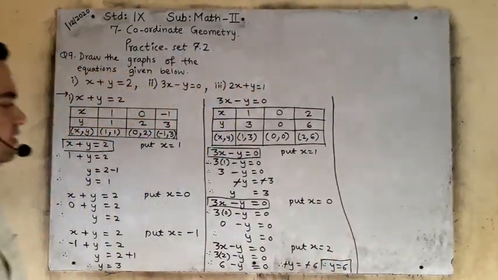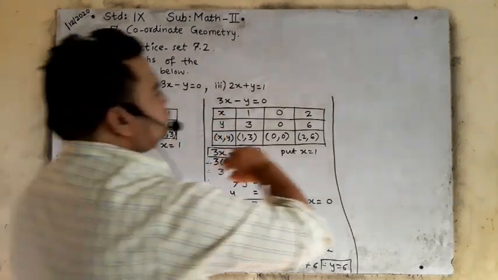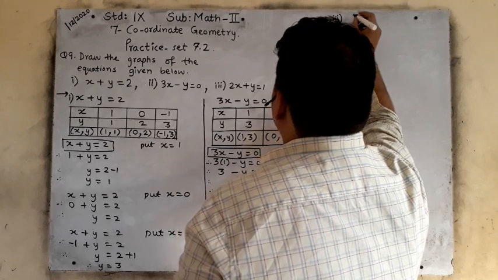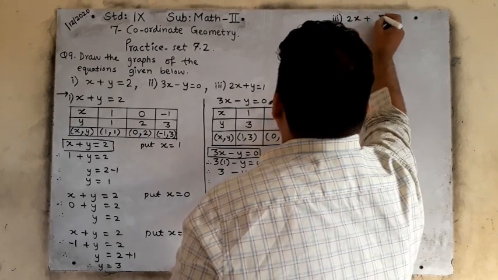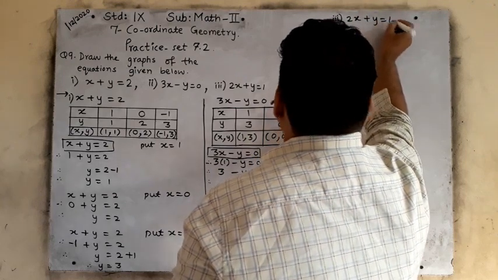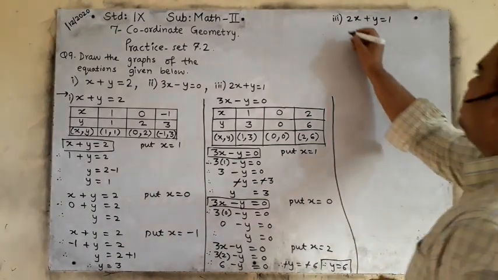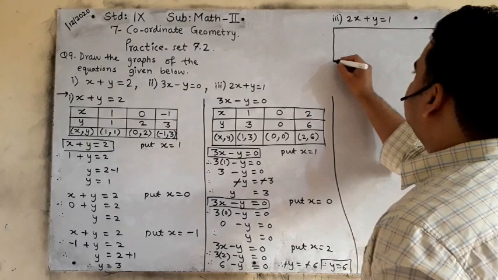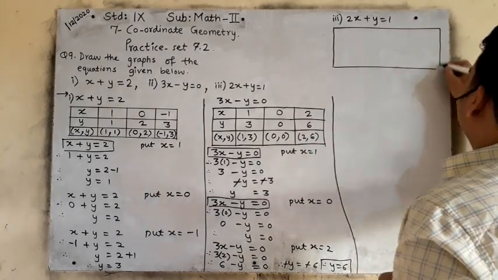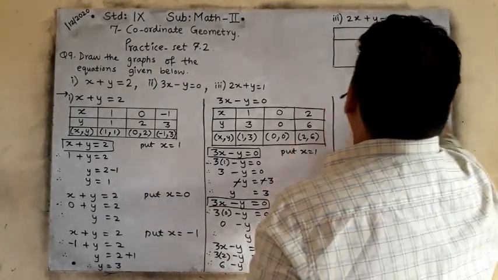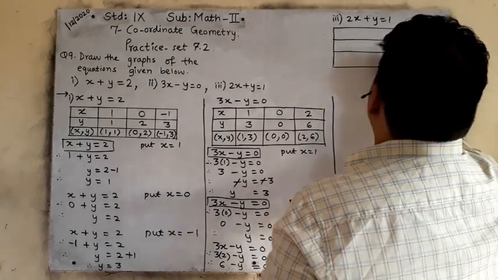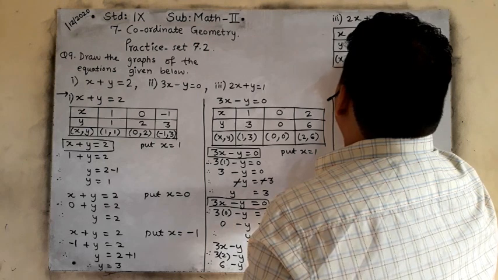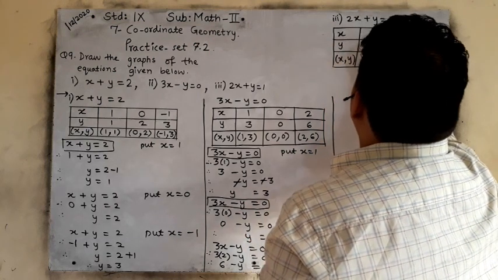Okay, you have solved this. Now the third equation also you will take. See, the third equation is here. I am taking this third equation here: 2x plus y is equal to 1. Third one, you will draw the table. This is x, this is y, and at last it is x comma y.